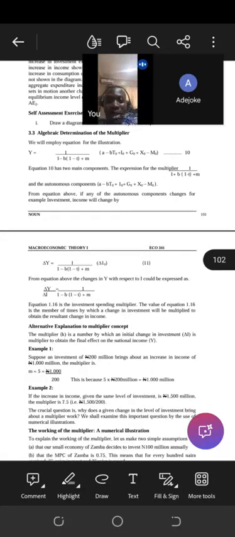All right. So the autonomous component, which was even what I said in that video, is A minus BT naught plus I naught plus G naught plus whatever. So the equilibrium income in equation 10 separates into 1 over 1 minus b, the multiplier, multiplied by autonomous expenditure. So A minus BT naught plus I naught and the rest are autonomous expenditure. Again, you are not meant to cram it. The question you are given, you just solve, then you get whatever it is that you're supposed to get.